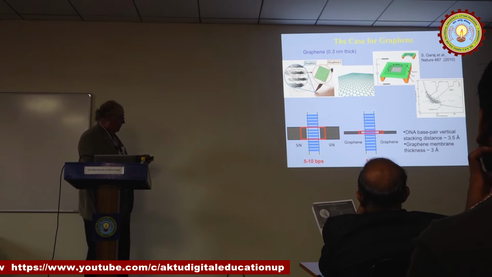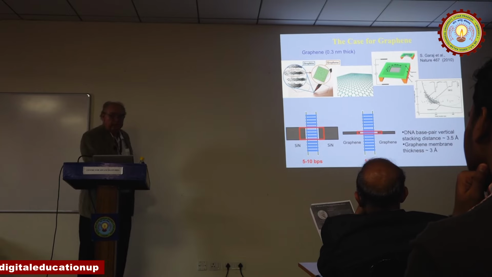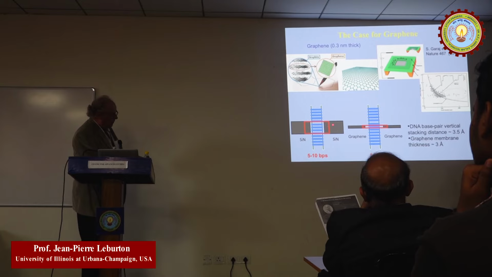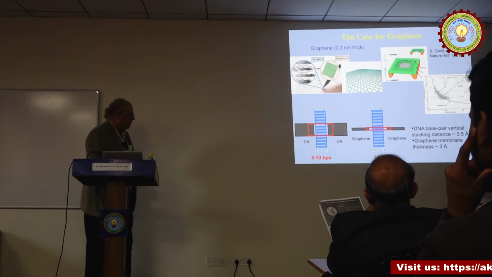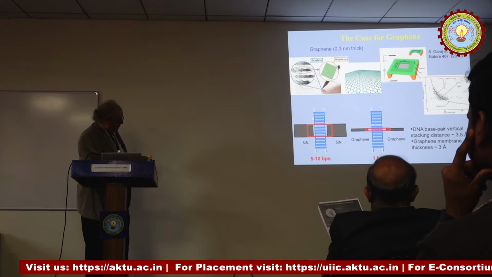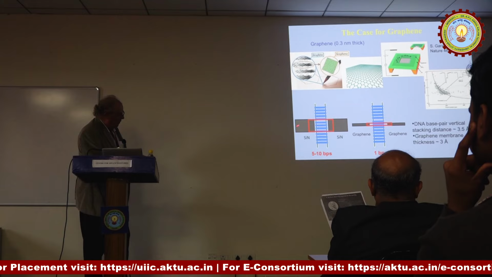Now, this is very important because if we use membranes made from silicon, for example, or silicon nitride or silicon dioxide, we can make them thin, but not as thin as we want. Usually, with solid state silicon technology, you can make a membrane of the order of 1 nanometer, 10 angstrom, which is a little bit large. So when the DNA goes through here, you can see that it spans on the order of 3 to 4 base pairs.